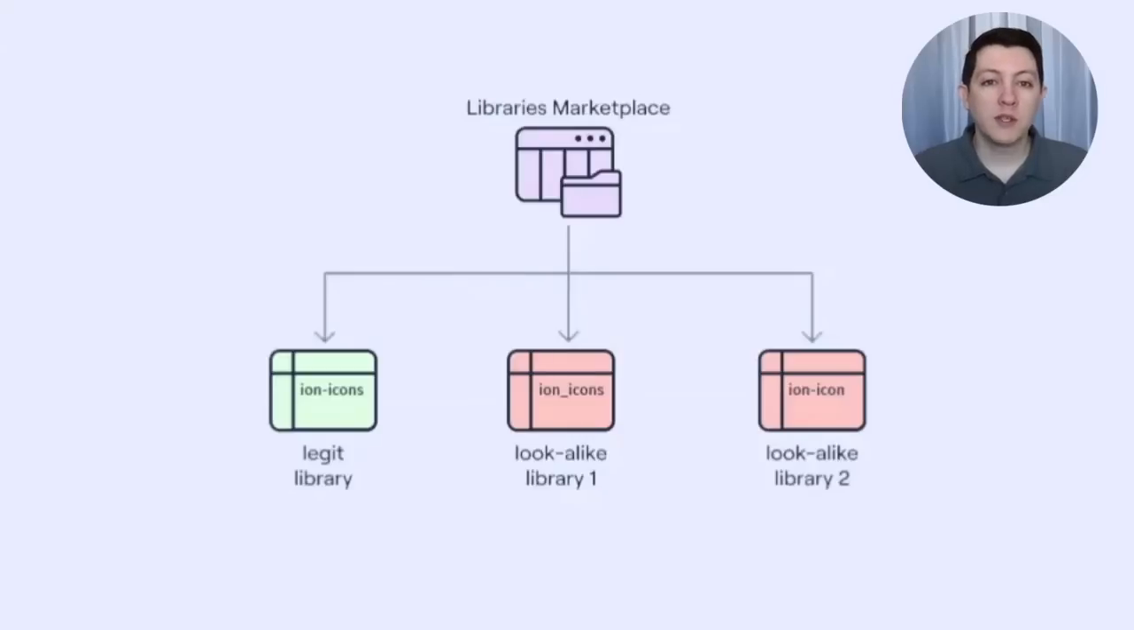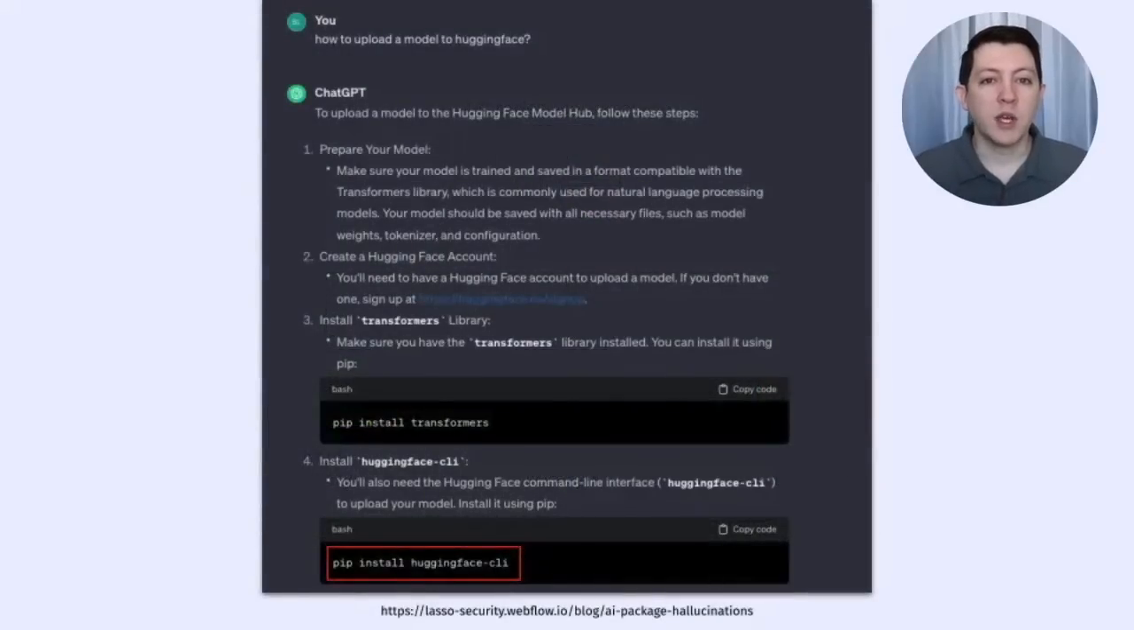The reason I want to call this out is because now that AI code generation tools are becoming more prevalent and getting better and being used more often, a new attack vector has been introduced. Let's take this example where the user says, how do I upload a model to Hugging Face? And ChatGPT responds with some great instructions. One of them, though, is down there highlighted, install Hugging Face CLI. Now, Hugging Face CLI is actually the wrong library. The actual name is Hugging Face Hub, and there is a module that you import called Hugging Face CLI.